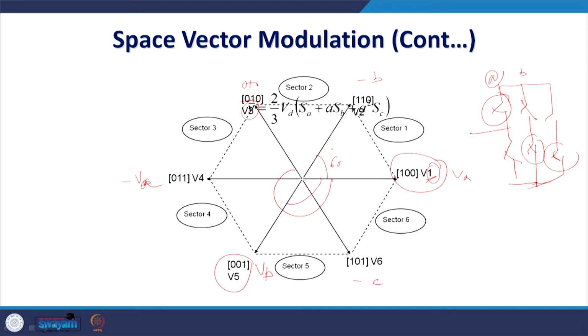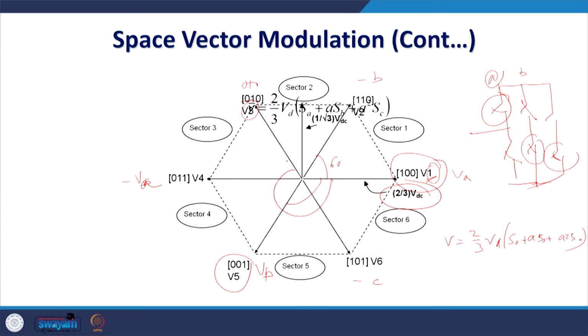By these summations, VB is given by 2/3 of VDC times SA plus A SB plus A square SC, and from there we require to calculate what should be the value of theta. The magnitude, this radius, is 2/3 of VDC.